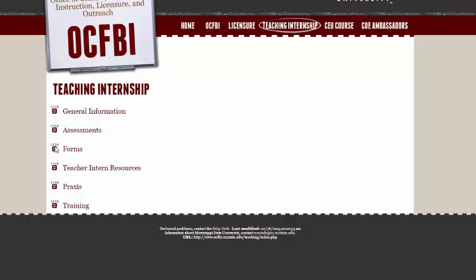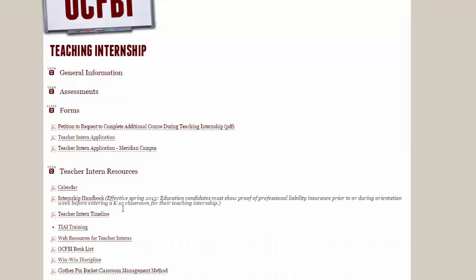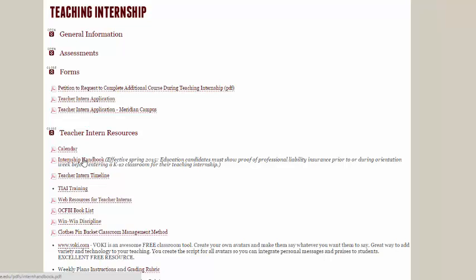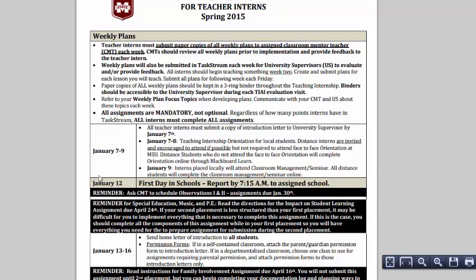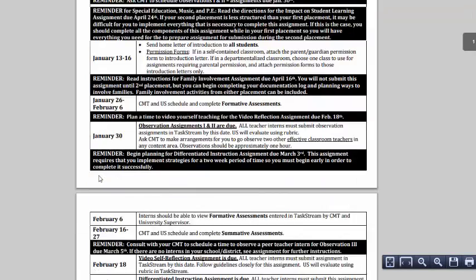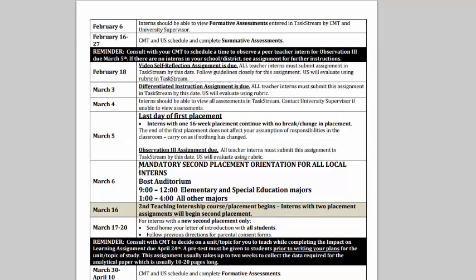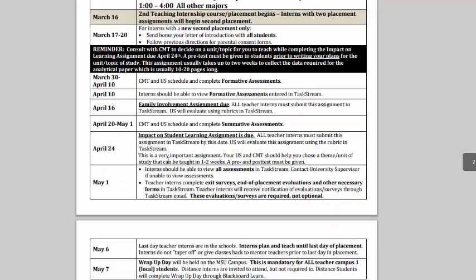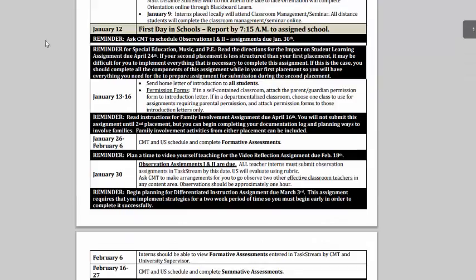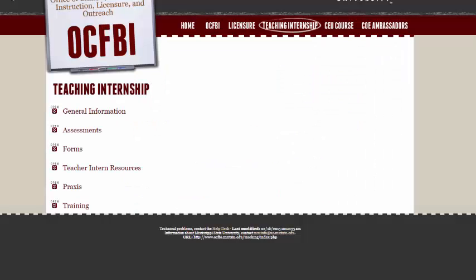You'll also see there's teacher intern resources. They have the calendar and the internship handbook. You can look at this at your own discretion. We also have the teacher intern timeline. Let's just look at the teacher intern timeline, and this is very, wow, look at this. It's very time intensive. Many student teachers have a 2 placement. You have the last day of placement, the first day of placement, mandatory school placement, and then you don't get intimidated by that. But student teaching is a lot of your semester.